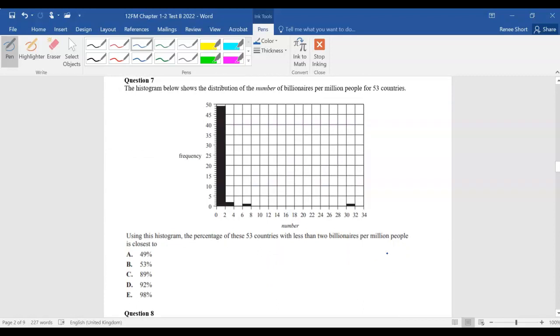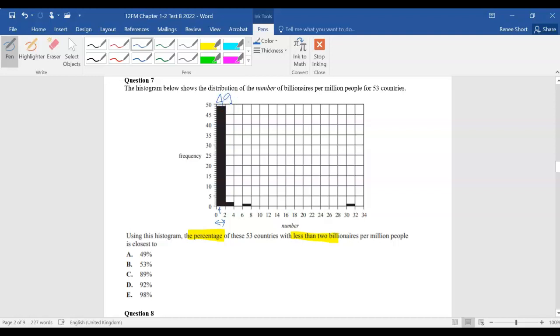Question 7 here, it's got the histogram below shows the distribution of the number of billionaires per million people for 53 countries. And so using this histogram, the percentage of these 53 countries, so again that word percentage, with less than 2 billionaires per million people is closest to. If we look at this histogram, less than 2, it's talking about this first column here, and up here we can see that is 49 people.